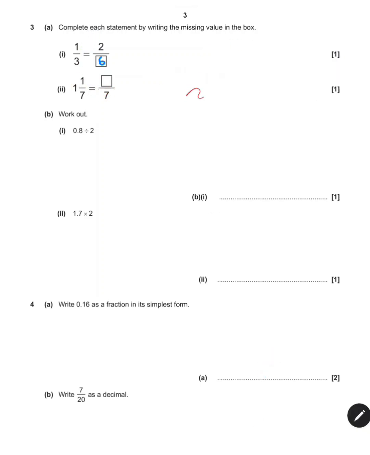Part 2, 1 and 1/7, and it wants it as just sevenths. So what we're going to do is 1 times 7 is 7, and then add on this 1 here. 1 times 7 is 7, add on 1 gives me 8. And because we started in sevenths, we're finishing in sevenths.